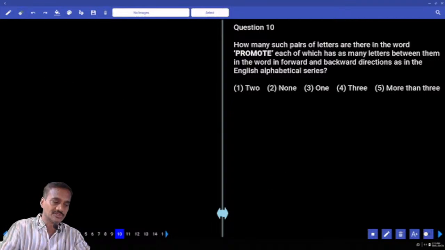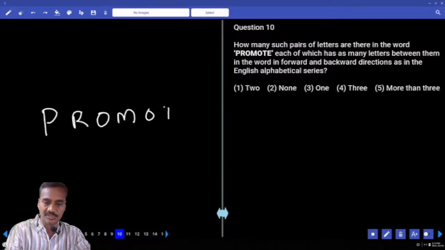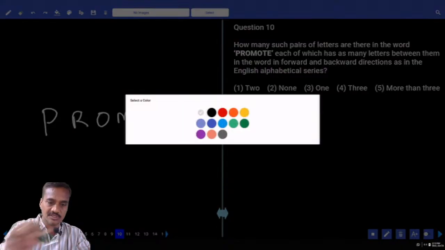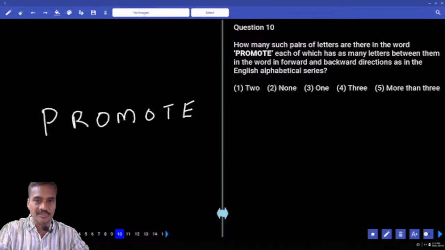Now here it is based on pairs. How many such pairs of letters? Now what is the word? Promote. P-R-O-M-O-T-E. Starting with P, start counting here. P, Q, R, S, T, U, V. R, S, T, U, V. O, P, Q, R, S. M, N, O, P. O, P. That's it. And forward, not even a single pair.